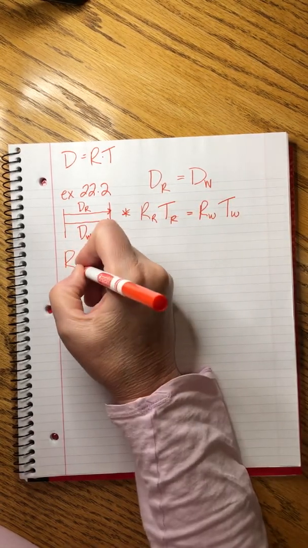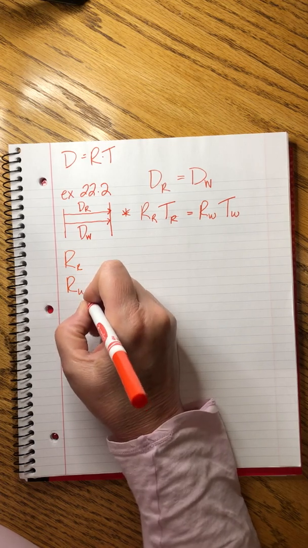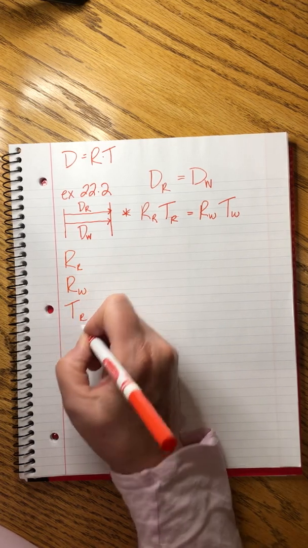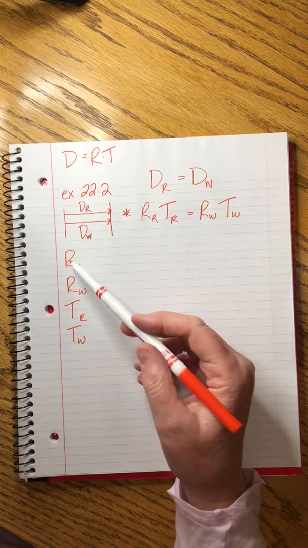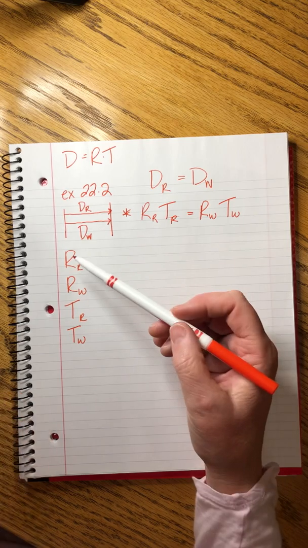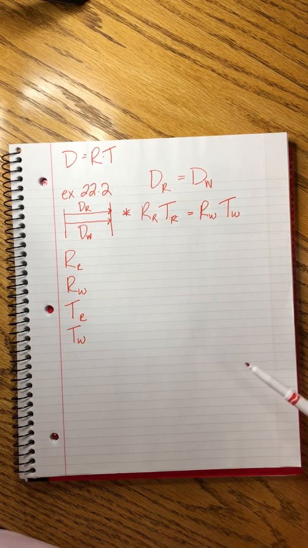And remember, I like this: time of the rabbit, time of the wolf. You can write these in any order. I did the rates first and then the times first. Sometimes I do the rabbit's rate and time, then the wolf's rate and time. It doesn't matter as long as you keep the numbers straight. All right, let's fill things in.